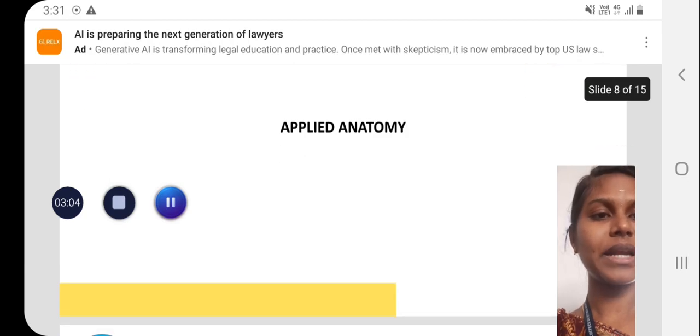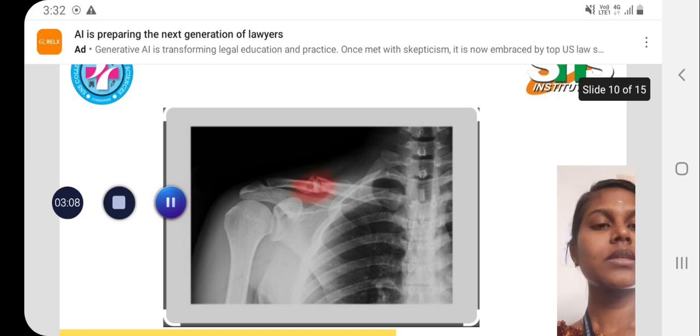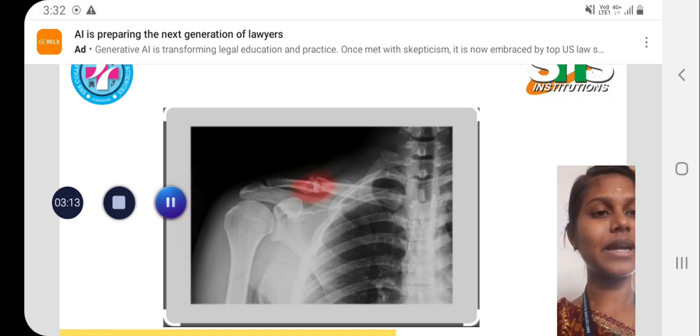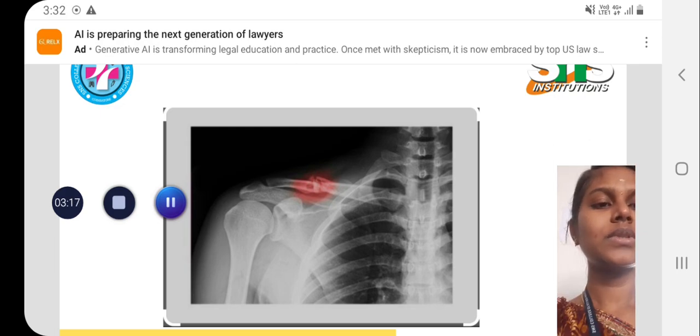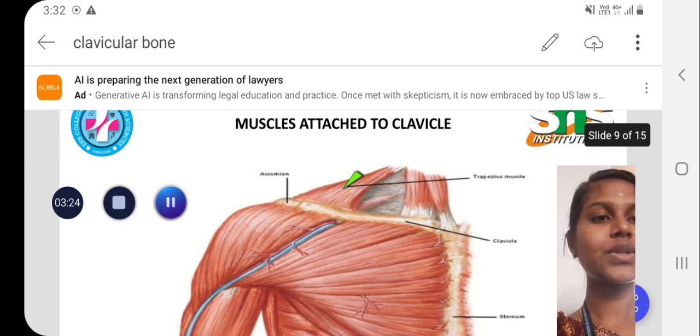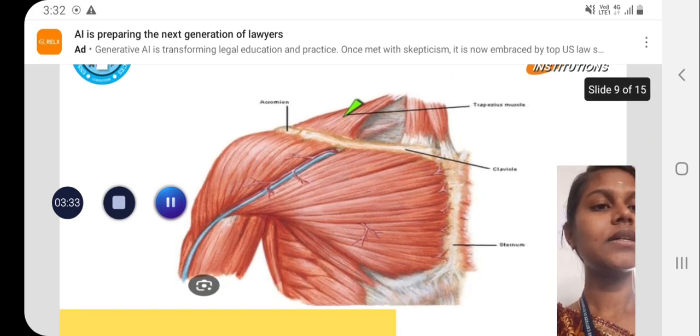Moving on to the applied anatomy. The shaft, where the convex and concave parts meet, is easily breakable and can be easily fractured. This is the applied anatomy of the clavicle. The muscles attached to the clavicle are pectoralis major, deltoid, trapezius and sternocleidomastoid. Thank you.